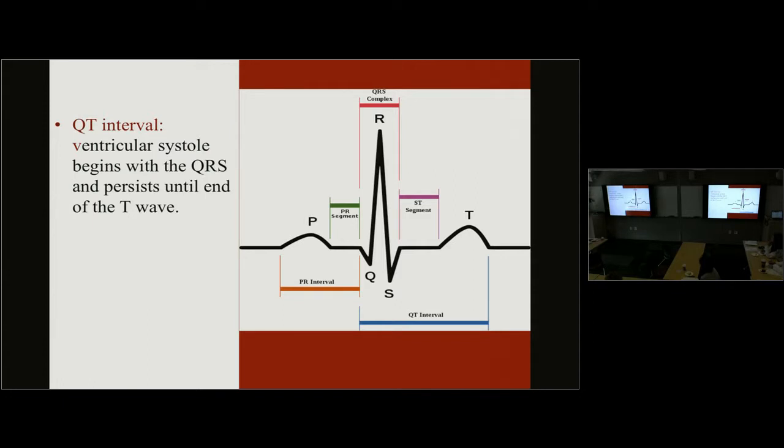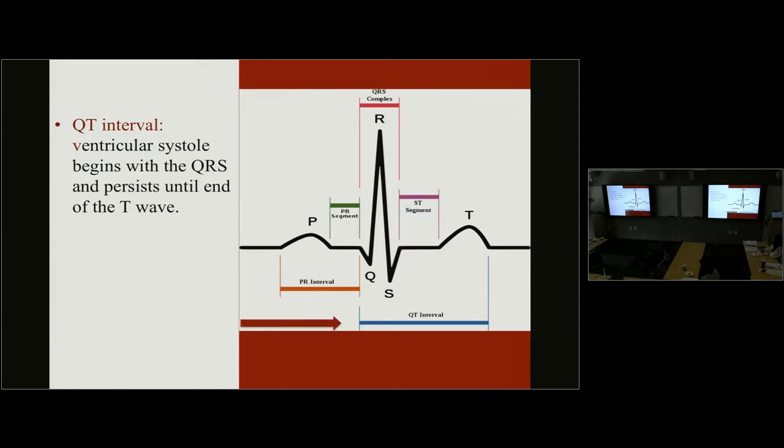Your QT interval is ventricular systole, so it begins with the QRS, okay? So the QT interval begins at ventricular systole, so right here, and it goes all the way and persists to the end of the T wave, okay?